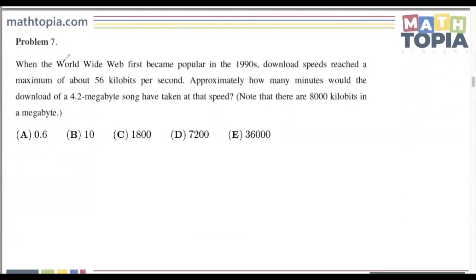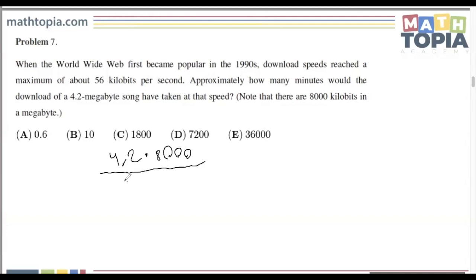Problem 7. The World Wide Web first became popular in the 1990s, and download speeds were a maximum of about 56 kilobits per second. So how many minutes would the download of a 4.2 megabyte song have taken at that speed? Well, first we need to convert it to kilobits, which means we take this 4.2 megabytes and multiply it by 8,000 to get the number of kilobits. And then we need to divide this.